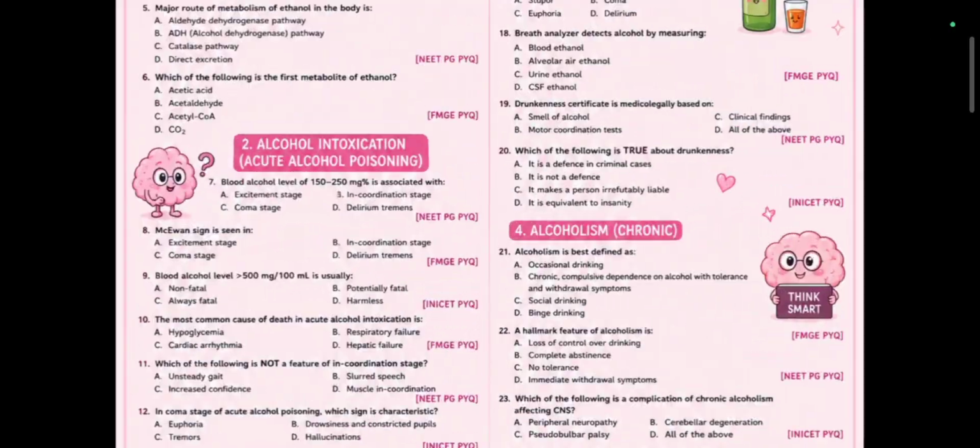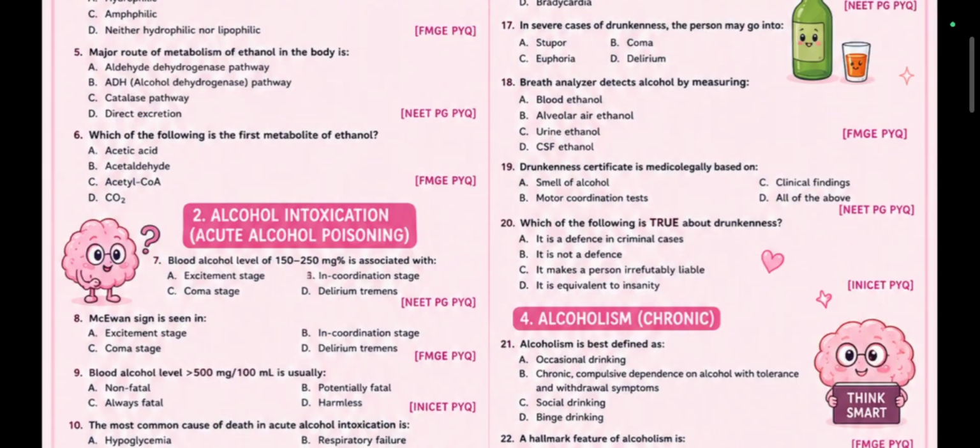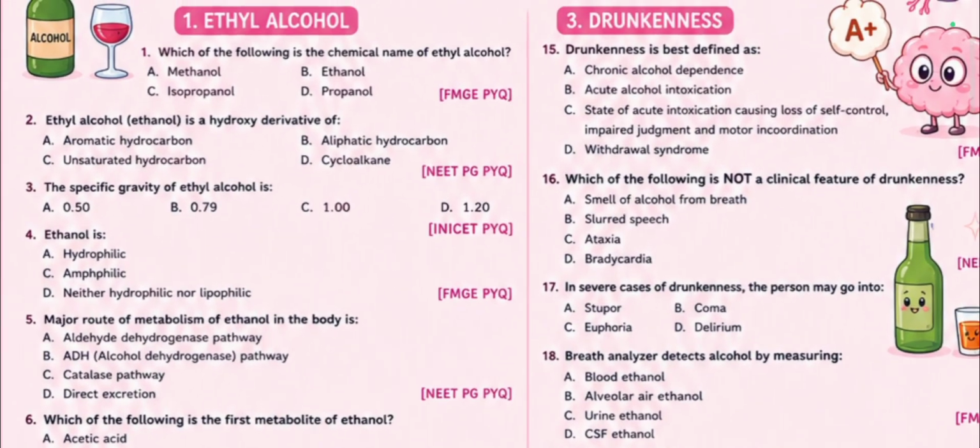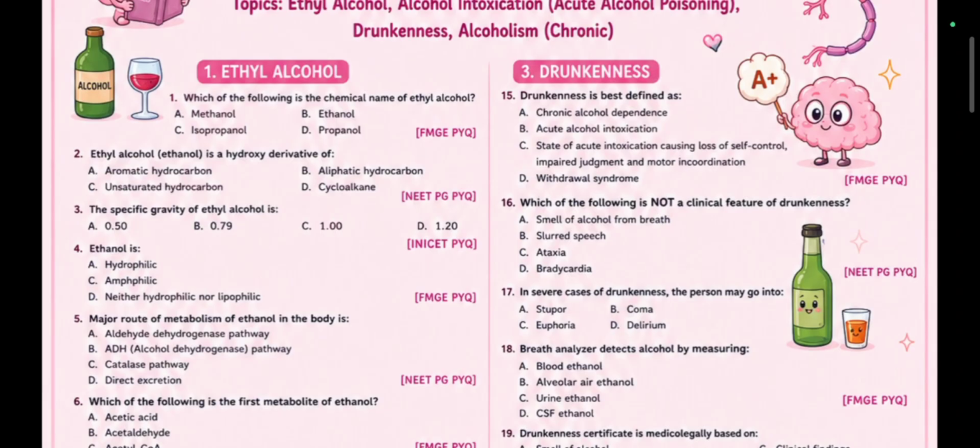Starting with our very first MCQ. Which of the following is the chemical name of ethyl alcohol? Methanol, ethanol, isopropanol, propanol. I want you to stop this video and solve these MCQs on your own. Then at last you can check your answers. Correct answer option B, ethanol. Ethyl alcohol is a hydroxy derivative of, very easy question, ROH. No need to read options also, aliphatic hydrocarbon.